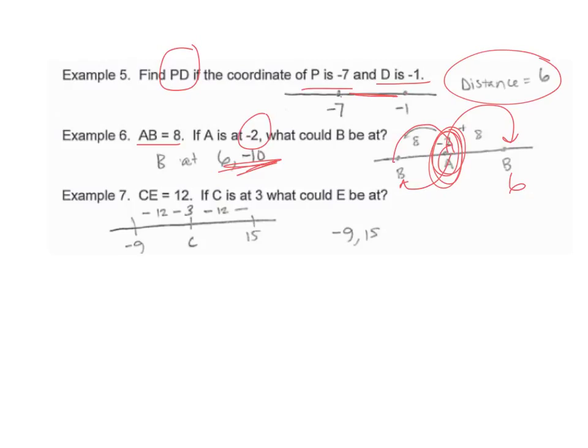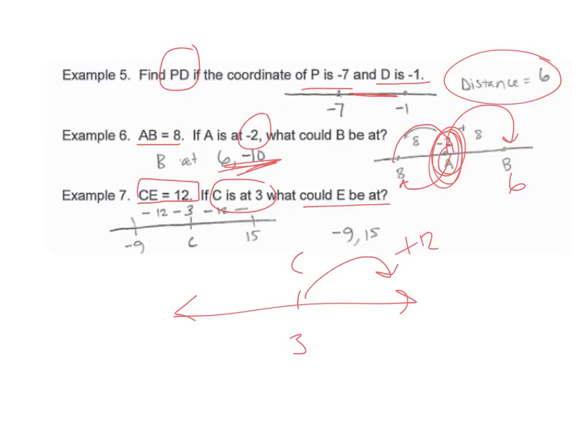Same thing with example 7. You know the distance between C and E is 12. You know that C is at 3. So E could go up 12 or back 12 from C. If you go up 12 from 3, you get 15. If you go down 12 from 3, you get -9. So your answer is -9 and 15.